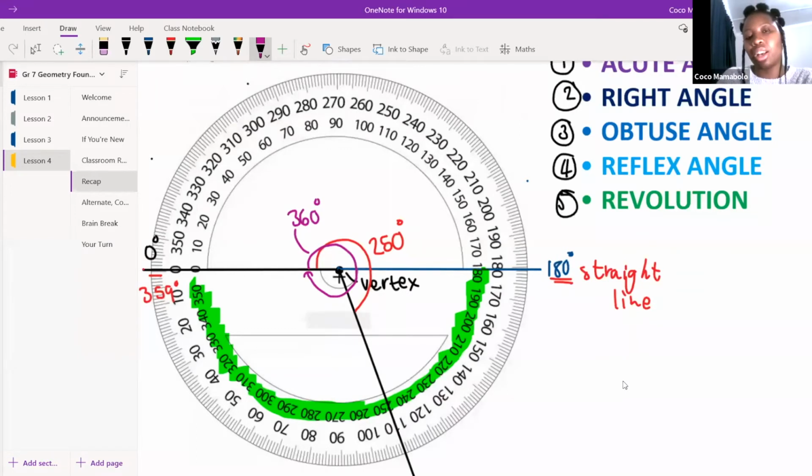And if you guys can tell me in the chat, what do we call it when it goes all the way around? What do we call this angle? Monde, can you tell me what the angle is called? The angle is called a revolution. Excellent. It's called a revolution.